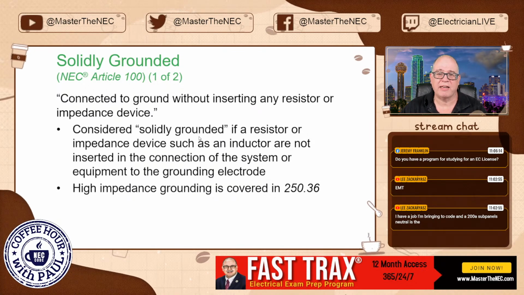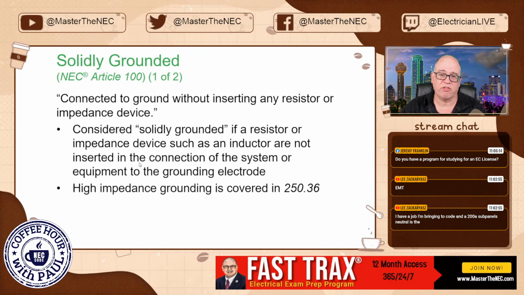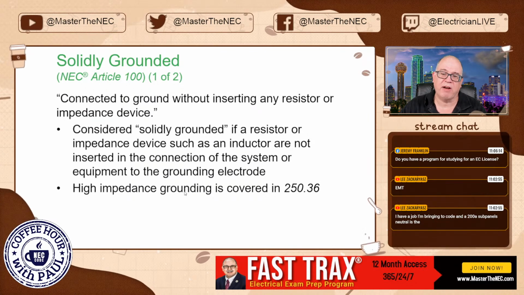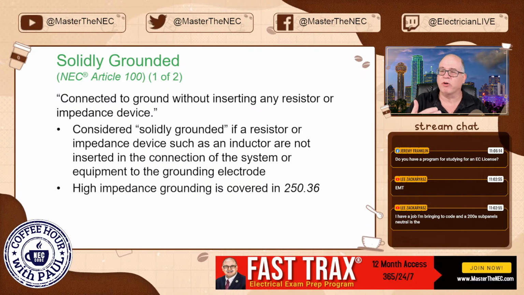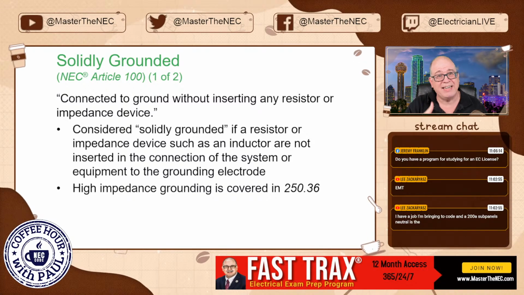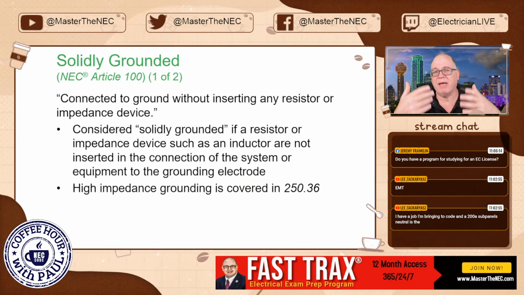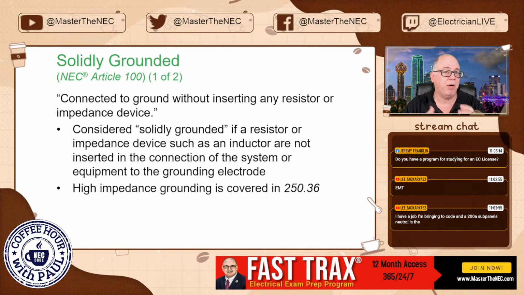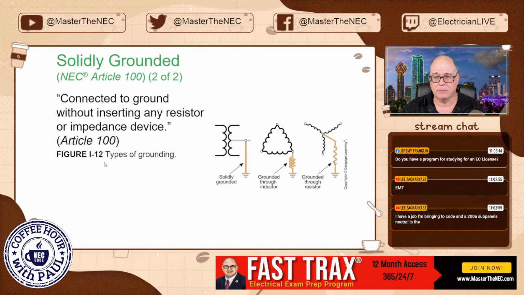So it's considered solidly grounded if a resistor or impedance device such as an inductor is not inserted in that path, okay? Makes sense? A high impedance grounded system is covered in 250.36 for those that are interested, and that would be where you put a resistor or an impedance device in there. So it's not solidly connected to earth, but it gives enough resistance in there that it kind of mimics the connection to earth. And in some systems, that's preferred. But for what most of us do, you probably are going to encounter a solidly grounded system, all right?